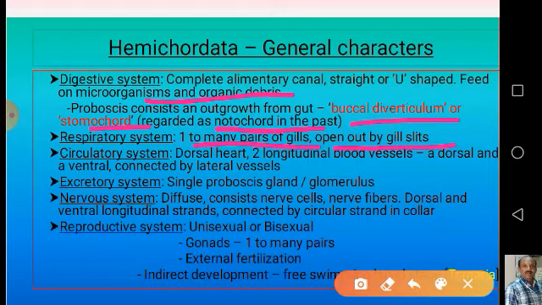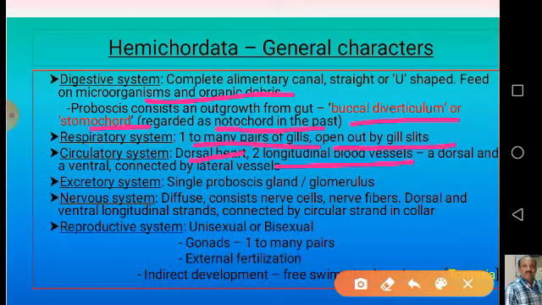Now coming to the circulatory system, the circulatory system possesses a dorsal heart. The heart is situated on the dorsal side, and two longitudinal blood vessels are also present. So please remember these characteristic features: the heart is dorsal in all invertebrates, whereas the heart is ventral in the chordates. So based on this characteristic also, Hemichordata has more affiliation to the invertebrates.